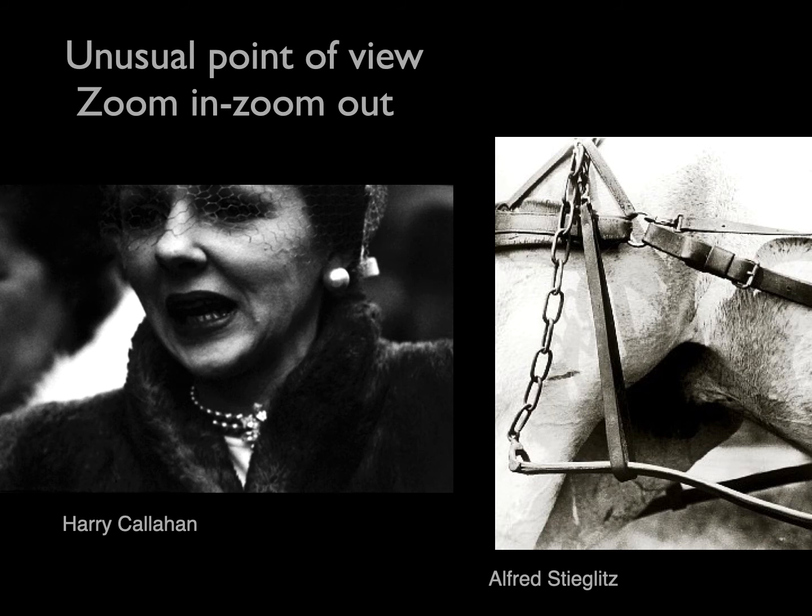So these images are examples of an unusual point of view. The one on the left by Harry Callahan of a woman in the city, and the one on the right of a horse by Alfred Stieglitz. In both of these images, we are looking at a picture in a way that we normally wouldn't. So the woman on the left, her head's been kind of cut off, which you learn, if you're taking a picture of someone, you don't really want to cut off their head. But in this instance, it's been cropped really tight to where what we do see is her mouth and her jewels and her fur coat.